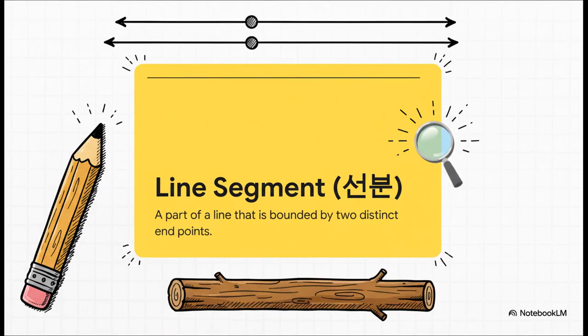But wait a minute, what if we need a line that actually does stop? Well, for that, we have something called a line segment. A line segment is just a piece of a line. It has a clear starting point and a clear ending point. It definitely stops. Your pencil, for example, is like a line segment. It has a beginning and an end.